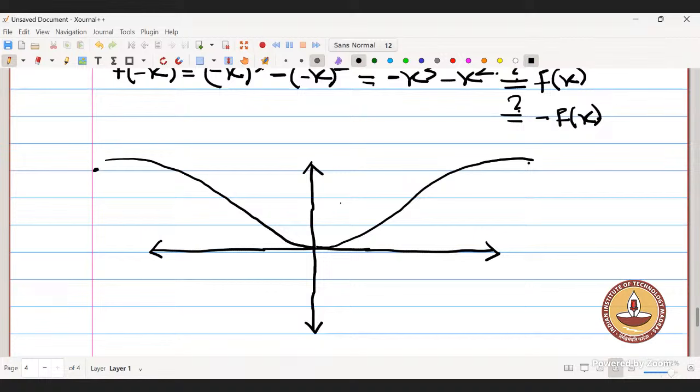So that is the advantage of an even function or odd function. Similarly, if you know one side of an even or odd function, you can easily extend the function into the other part, because you know that if a function is even, then it is symmetric about the y-axis. If the function is odd, then it is symmetric about the origin. Okay.